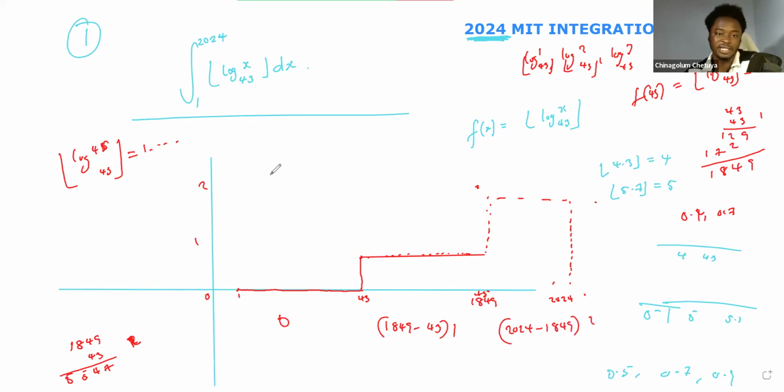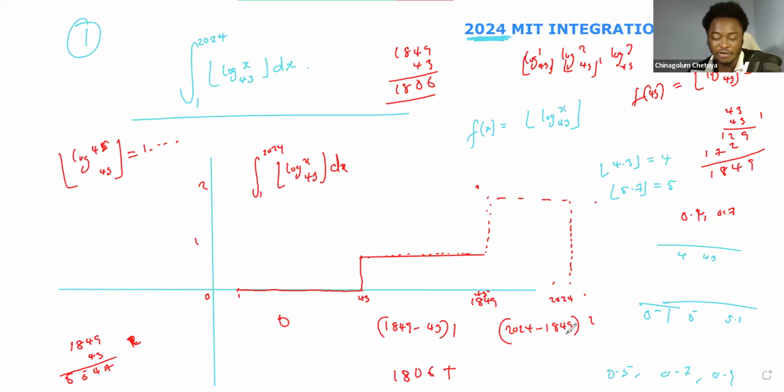So the area of this integral that runs from 1 to 2024 of the floor of log x to base 43 dx, this integral alone would be 1849 minus 43. That would be 1806. So this is 1806 plus 2024 minus 1849 times 2. So if you subtract 1849 from 2024, you get 14 minus 9, that would be 5. So you get 5.